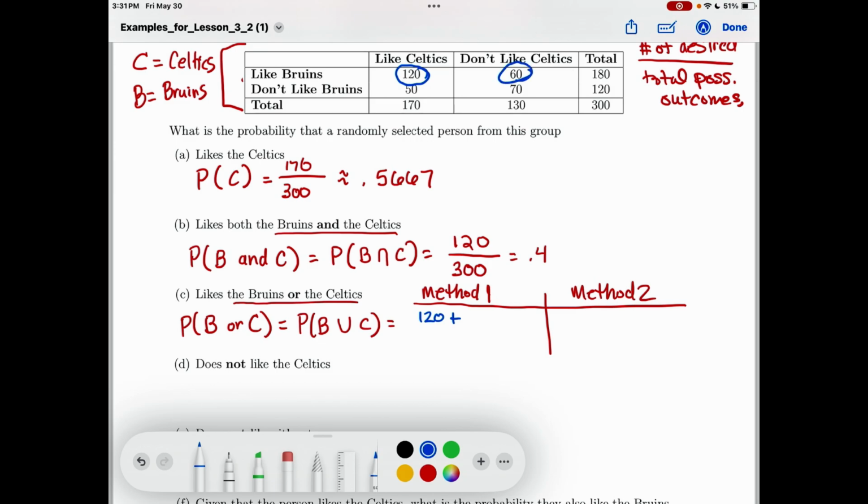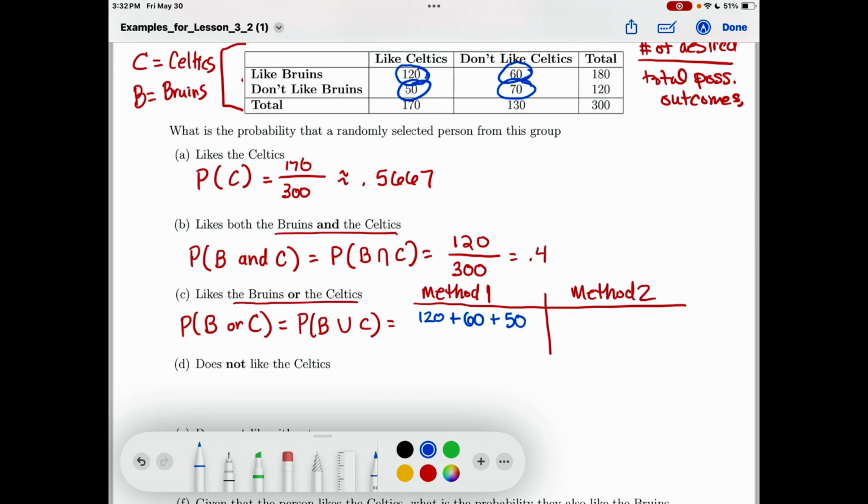When I look at this next group here, this group of 60 is the group that does not like the Celtics, but likes the Bruins. This definitely falls in our category of likes the Bruins or likes the Celtics, so I'm going to add that to my desired count. When I look at this group of 50 right here, that group of 50 likes the Celtics but does not like the Bruins. So still, it's satisfying one or the other, so I'm going to add in that 50.